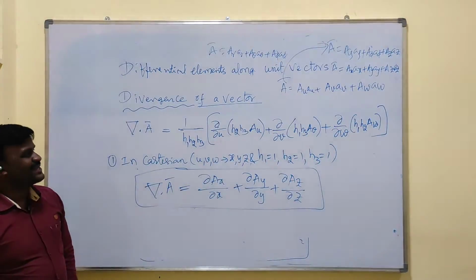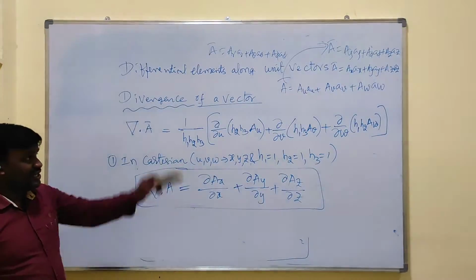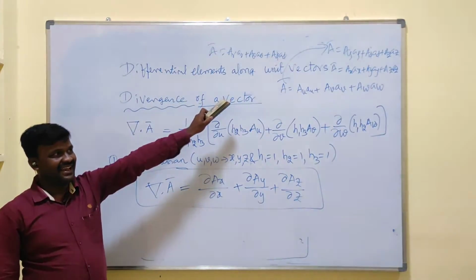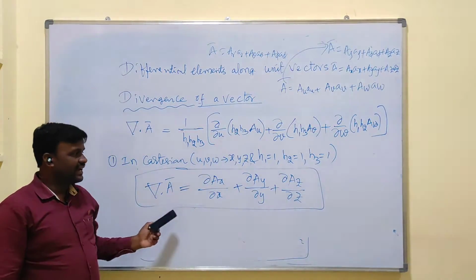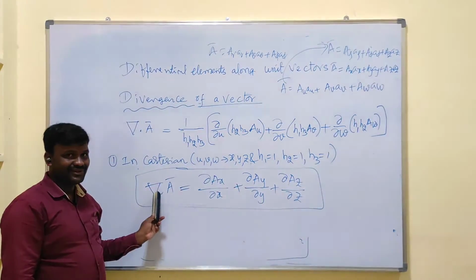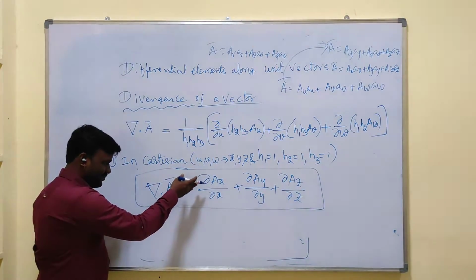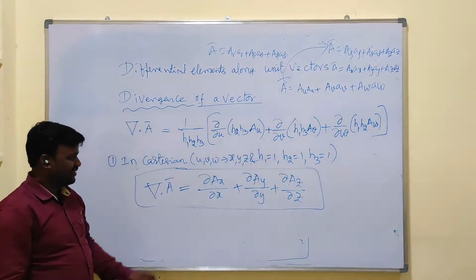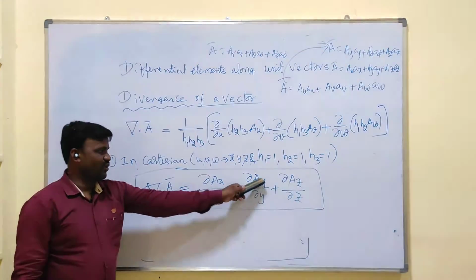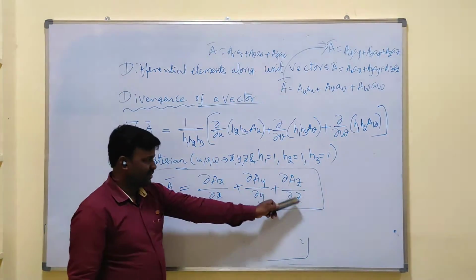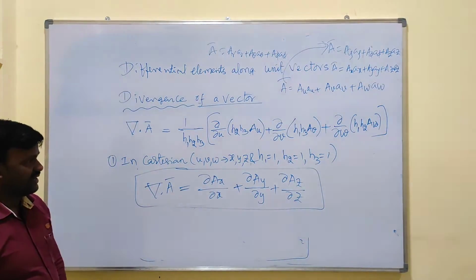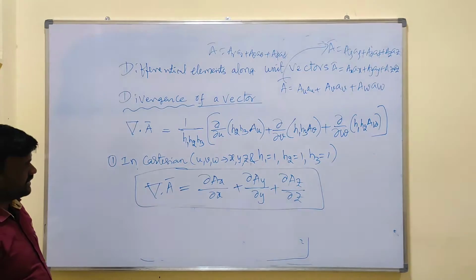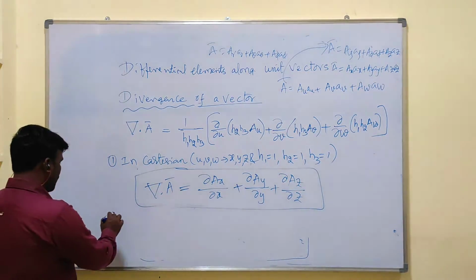Now tell me, what is the importance of the differential elements and their multiplication factors h1, h2, h3? With their help we can derive divergence also. Of course, we can easily remember this formula. For x, here it is Ax. For y, here it is Ay. For z, Az. This is the divergence formula in the Cartesian coordinate system. Now move on to the second one.